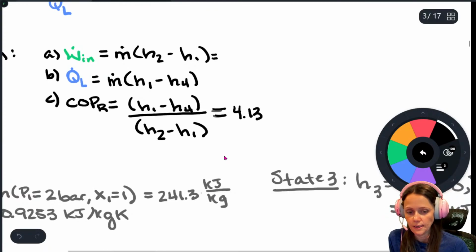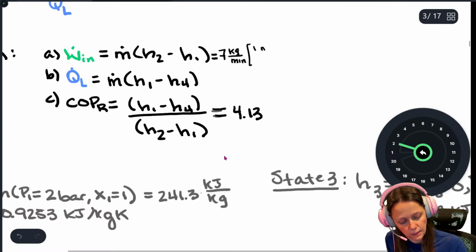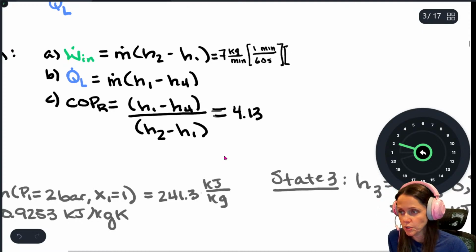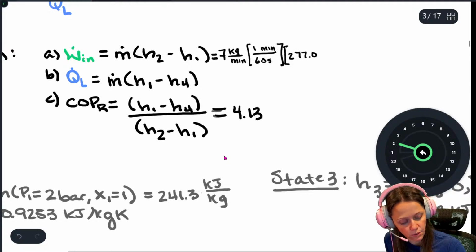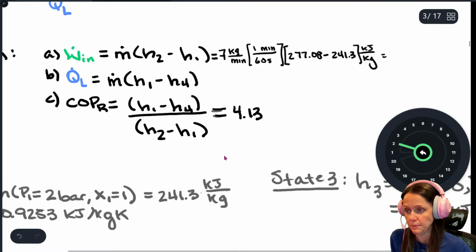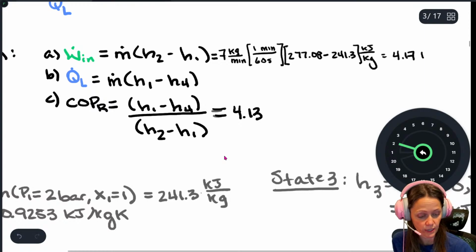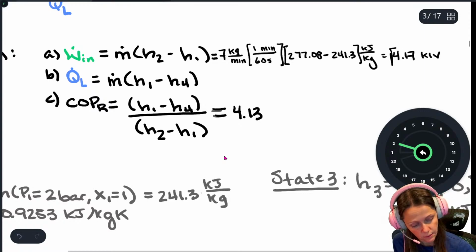So this is going to be 7 kilograms per second. Actually, 7 kilograms per minute, times 1 minute over 60 seconds, because I want things to be in kilowatts. And then H2 minus H1, 277 point something minus 211.3. That would give me things in kilowatts or kilojoules per second. So I've got 4.17 kilojoules per second or kilowatts. So that's that.